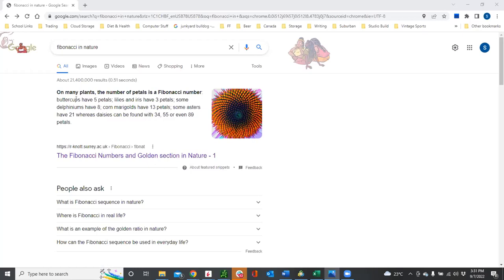Okay, so right here, just giving you some examples. Buttercups have 5 petals. 5 is a Fibonacci number. Lilies and iris have 3 petals, another Fibonacci number. 8 is another Fibonacci number. Corn marigolds, 13. That's another Fib number. Asters have 21, and daisies can be found with 34, 55, even 89. Those are all Fibonacci numbers that just exist in nature.